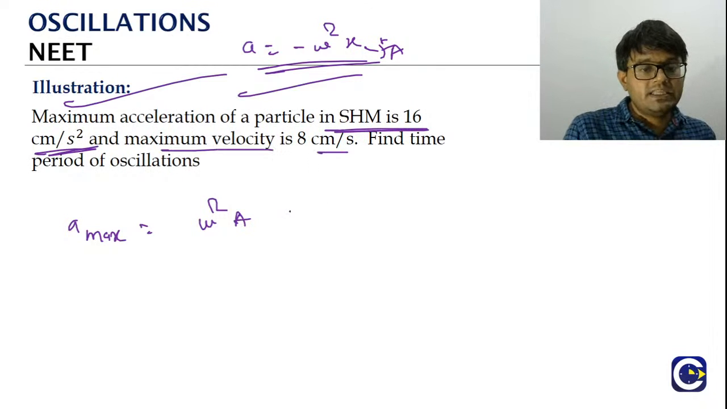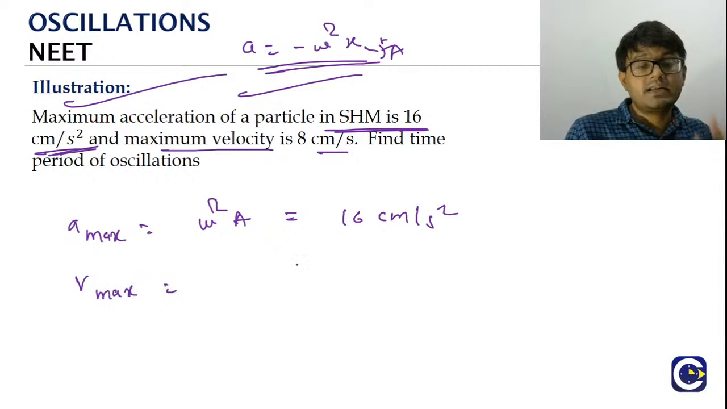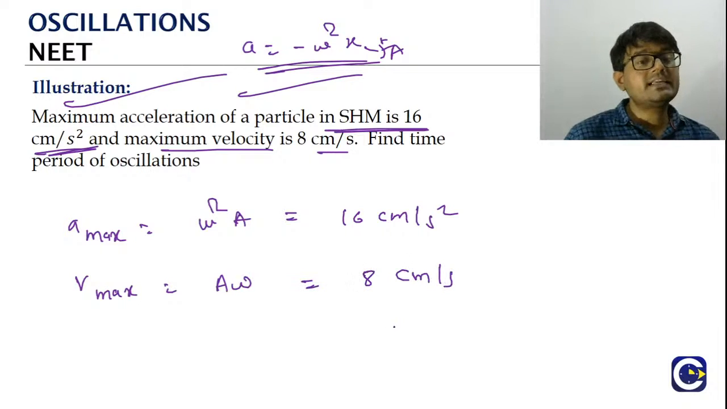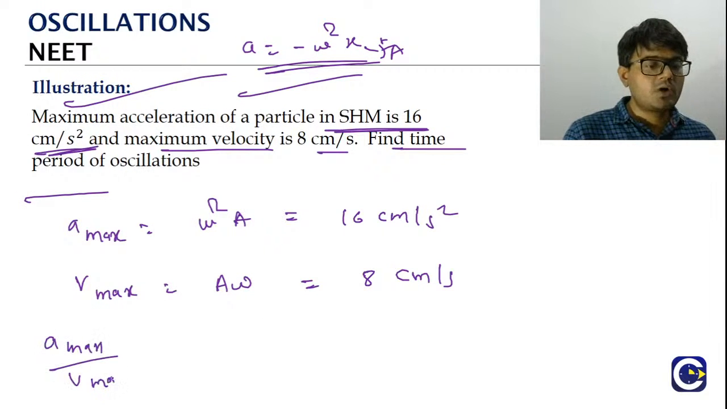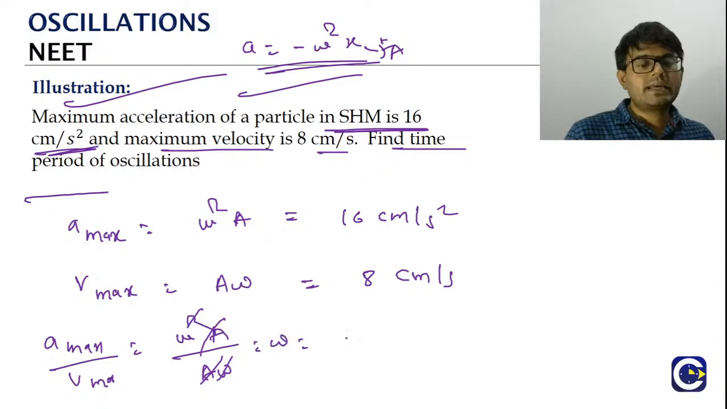The maximum velocity is given here as well. What is it? 16 centimeter per second square. The maximum velocity, remember? We have already discussed this. What is the v max value? a into omega. And that is 8 centimeter per second. From that we have to find the time period of oscillations. Let's take a max by v max. What is it? Omega square into a divided by a into omega. This cancels, so we just get the omega value. What is it? 16 by 8, right?